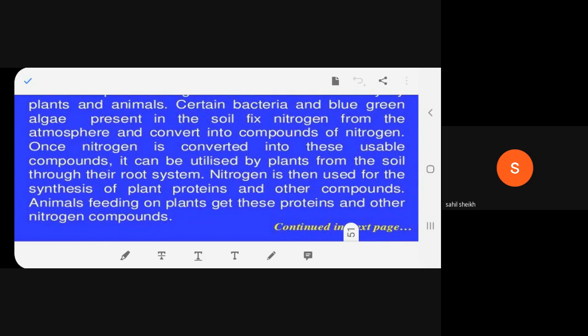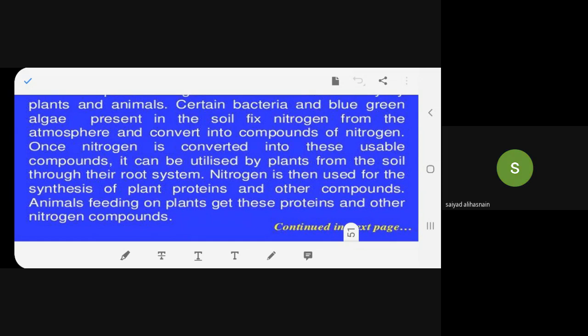Animals feeding on plants get these proteins and other nitrogen compounds. Animals are heterotrophs, which survive on plants for their food. What do they do? They eat plants. The plants have already got the nitrogen, so animals eating the plants will also get this nitrogen or protein. Am I right?